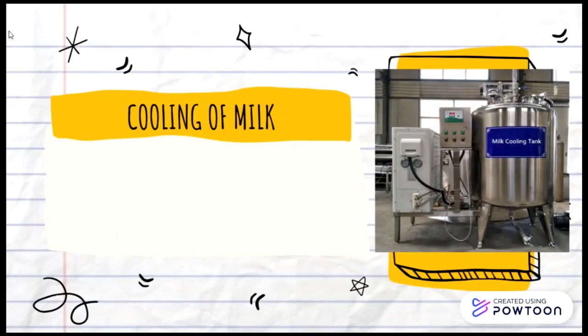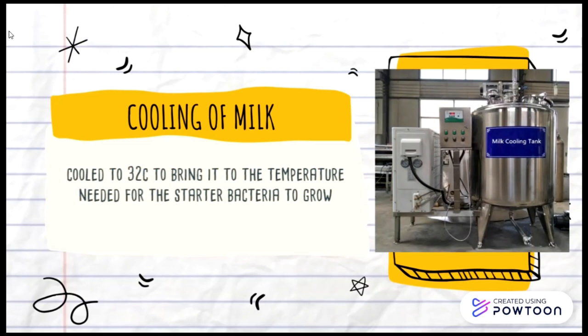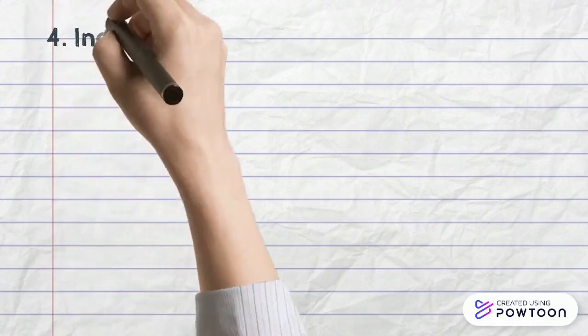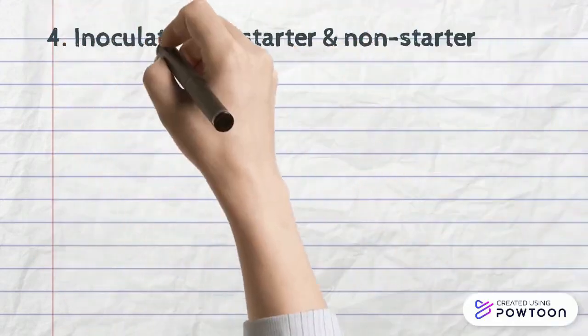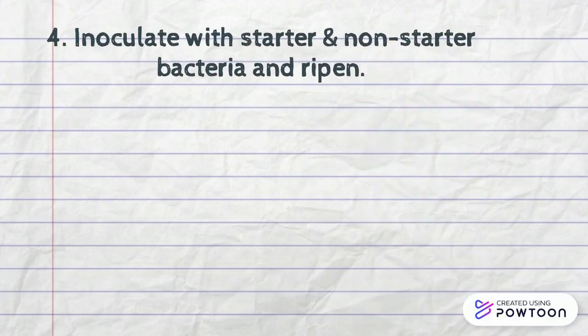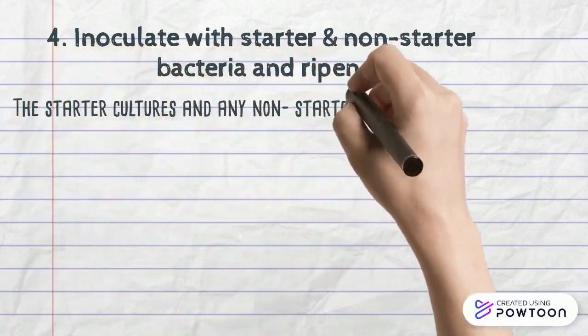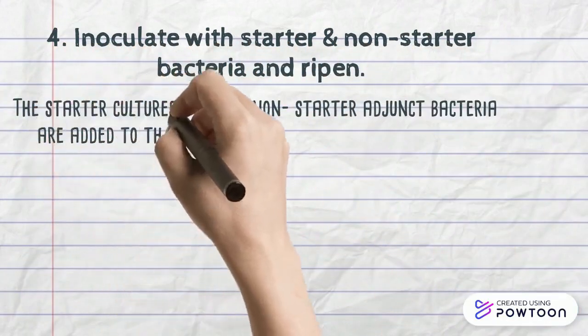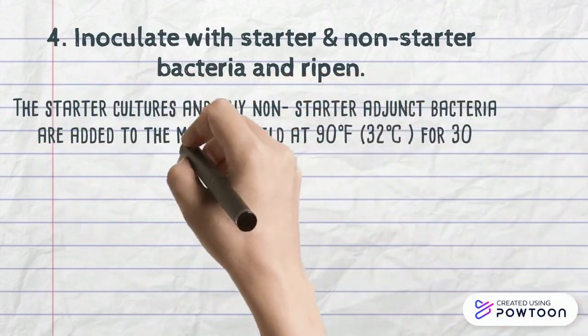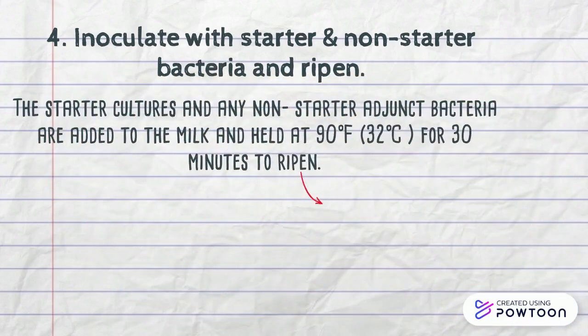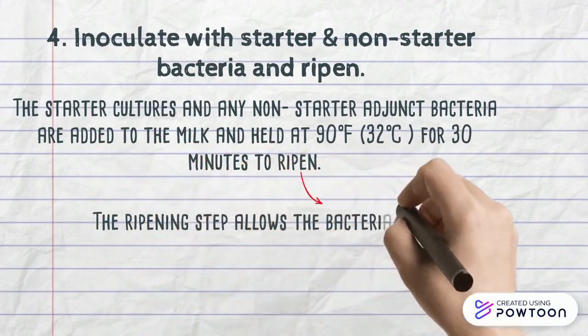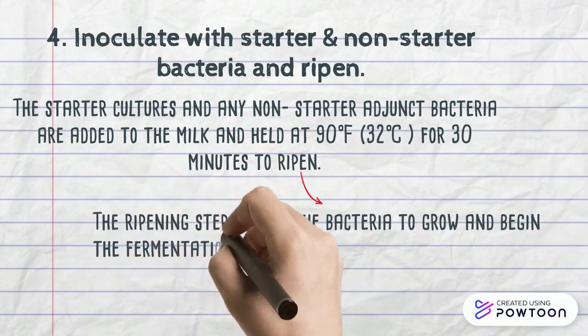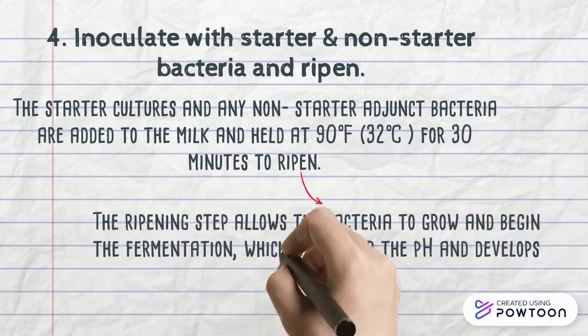Then, the milk is cooled after pasteurization or heat treatment to 32 degrees Celsius to bring it to the temperature needed for the starter bacteria to grow. Inoculate with starter and non-starter bacteria and ripen. The starter cultures and any non-starter adjunct bacteria are added to the milk and held at 32 degrees Celsius for 30 minutes to ripen. The ripening step allows the bacteria to grow and begin the fermentation, which will lower the pH and develop the flavor of cheese.